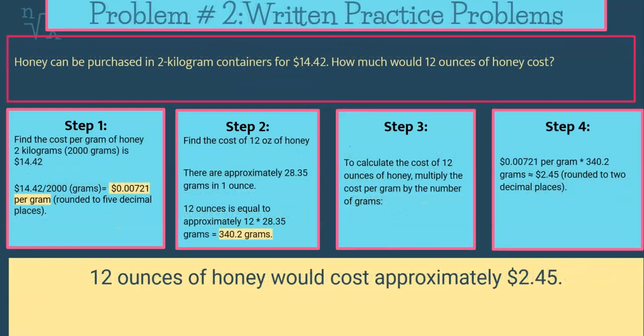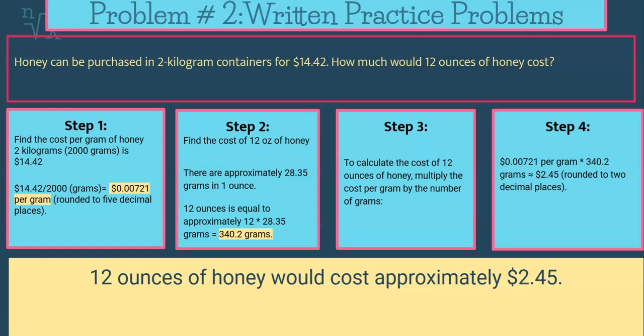All right, the next one is about honey. Honey can be purchased in a 2-kilogram container for $14.42. The question is asking, how much would 12 ounces of honey cost? So you're going to have to convert from kilograms to ounces. To do that, find the cost per gram of honey.